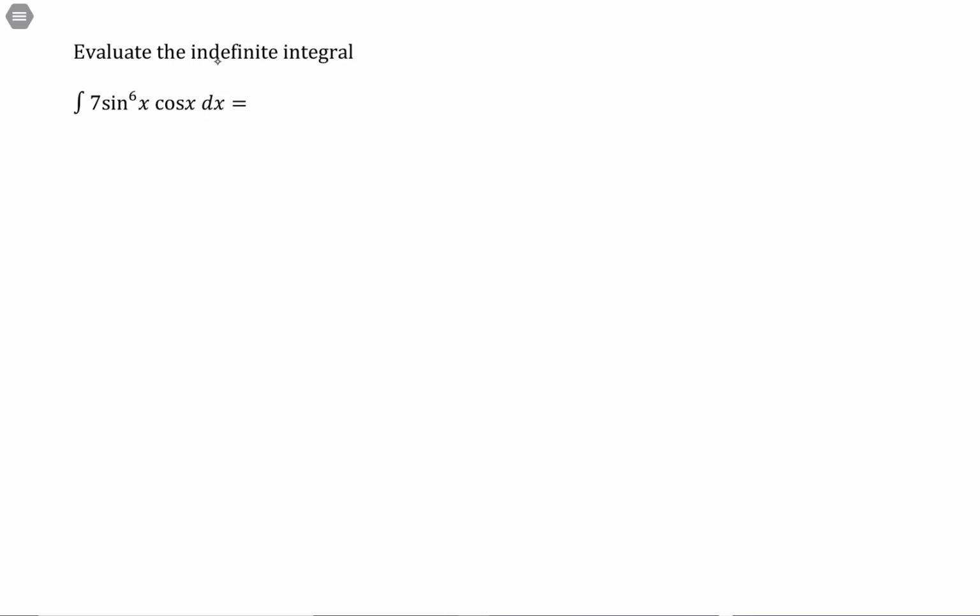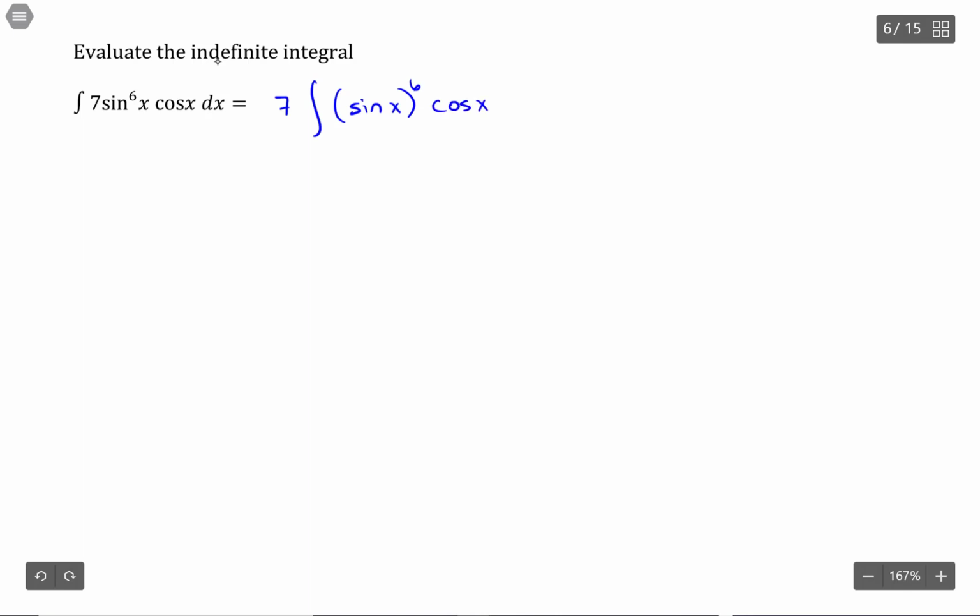So, working with u substitution, I need to find some part of the function that is an inner function. For instance, this sine to the 6th x, make sure you understand that that means the function sine of x raised to the 6th power. And noting that, you can see that sine x is itself an inner function.